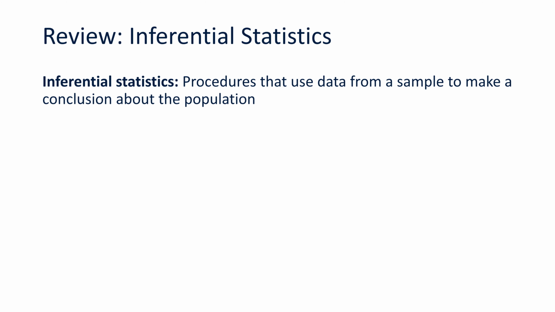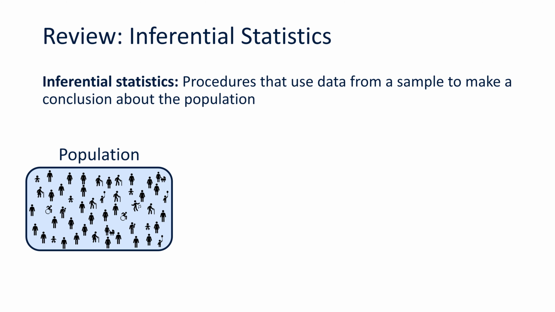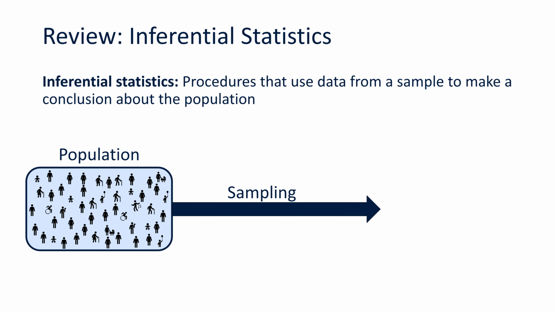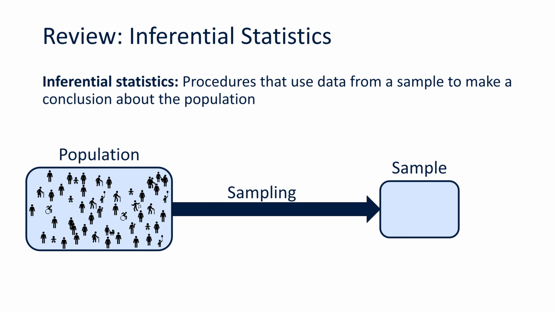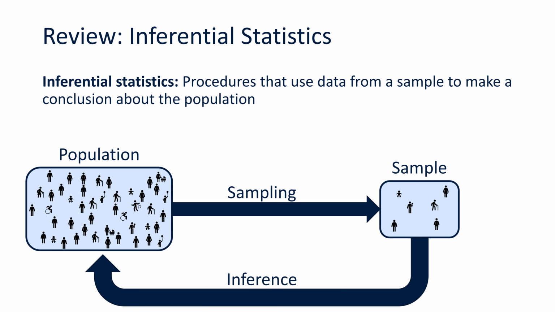We first saw this definition in Lesson 1. Inferential statistics are procedures that use data from a sample to make a conclusion about the population. If we consider this to be our population, we often don't have the resources to collect data from everyone in the population. So we use sampling methods to draw what is hopefully a random or at least representative sample. We collect data from everyone in our sample, and then we use those sample data to make an inference about the larger population. With confidence intervals, that inference is going to be an estimate of the population parameter.